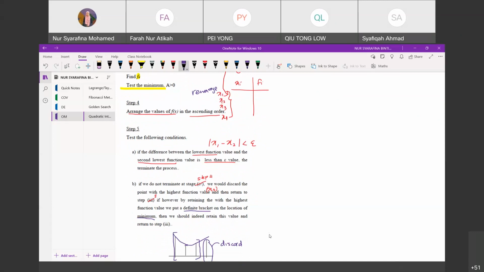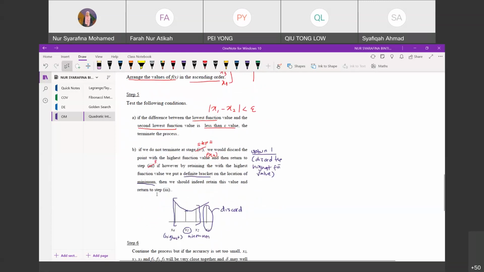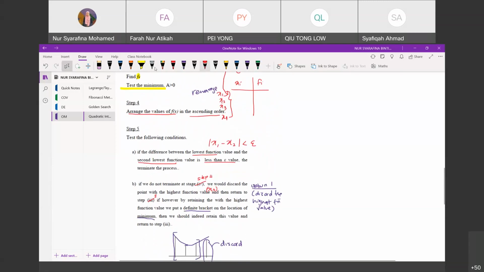So to make it standardized, let's choose option 1, where we discard the highest function value. But if you choose option 2, it is not wrong. It is also doable, but you need to understand where the location of the minimum is. Understand or not? So once you obtain the bracket, or once you discard the highest point, again you should return to step 3 until you get this. When it is less than epsilon, then just terminate the process.